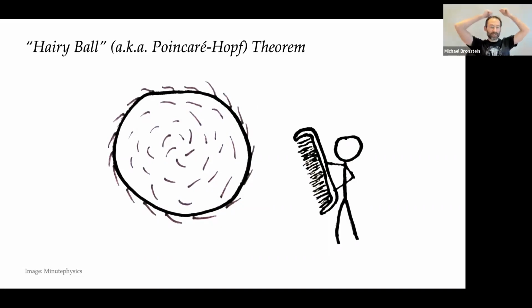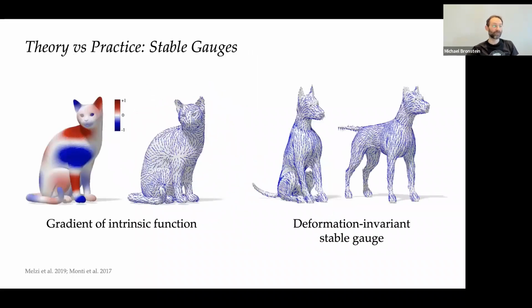If I have hairs and try to comb them, there will be at least one point where there is a vortex. This also explains why on Earth there is always one point where there is no wind, because wind is also a tangent vector field, and it must vanish by virtue of this theorem. In practice, we can define stable gauges that might vanish at a few points, but still they're very stable and can be repeatably computed. They're deformation invariant. So if we want something that is cheap and dirty and works in practice, this would be a way.